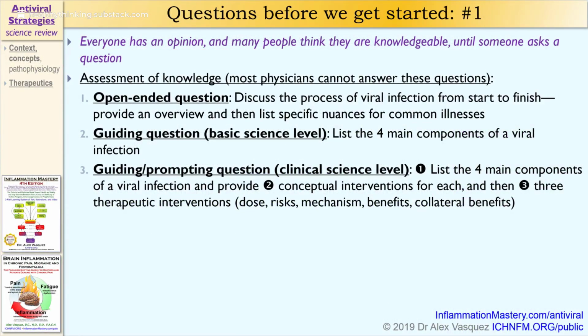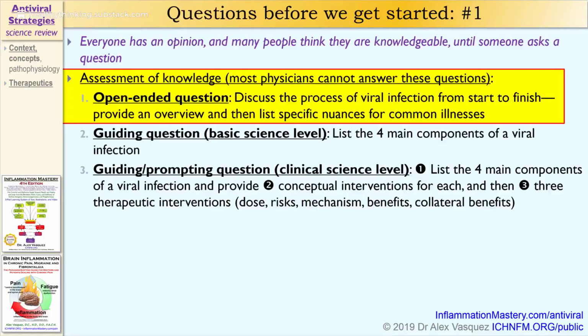So before we get started, let's begin with 2 questions. This is number 1. How would you describe a viral infection from start to finish? I assume that most medical physicians could not answer this question competently. So let's begin by looking at some basic questions. If we're going to talk about viral infections, let's at least know what we're talking about and have a conceptual model that we can work with. So discuss the process of viral infection from start to finish.